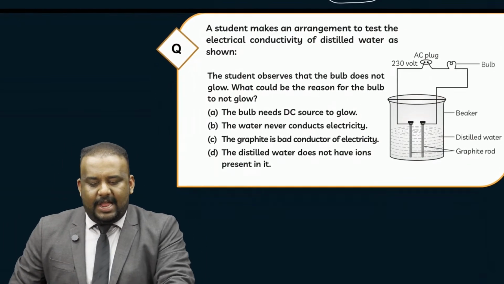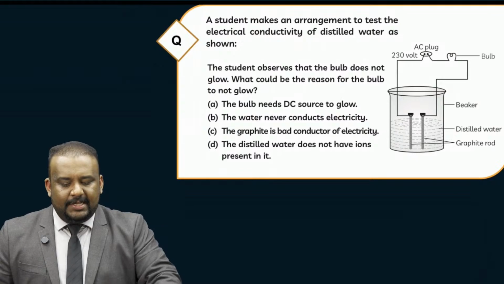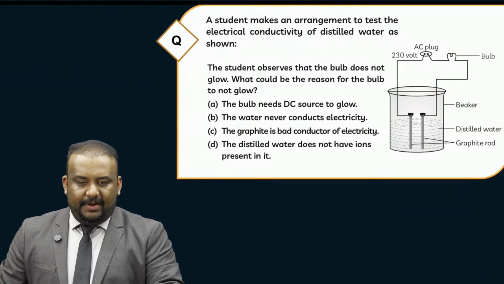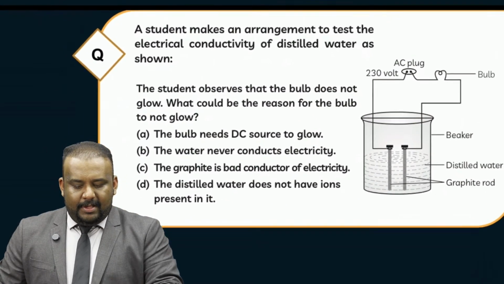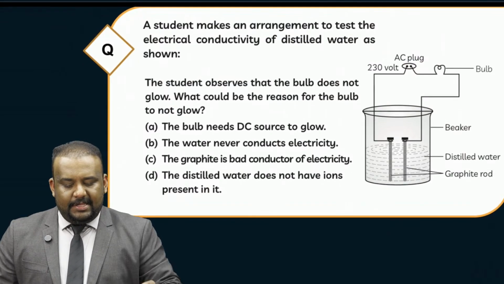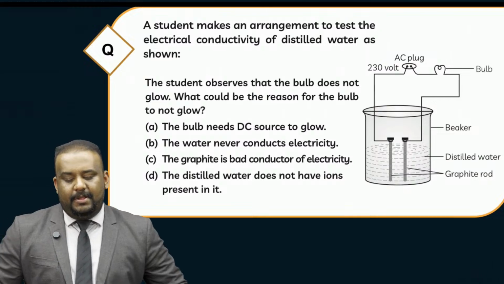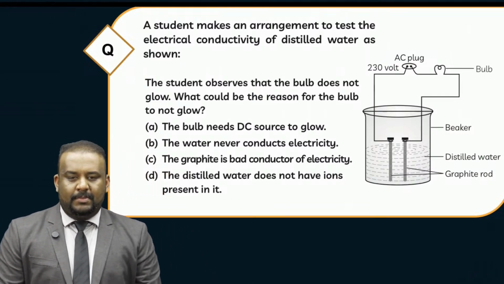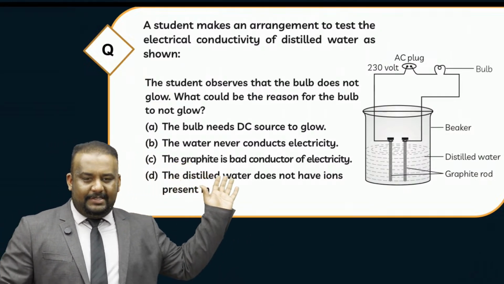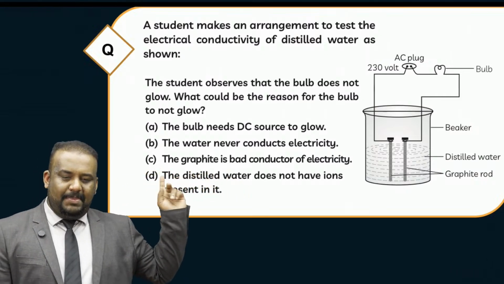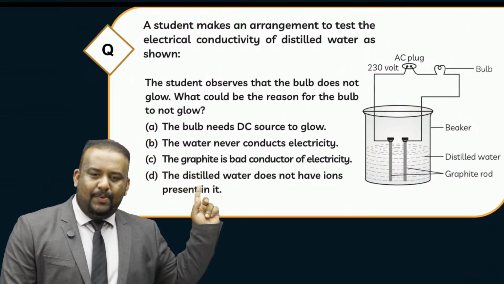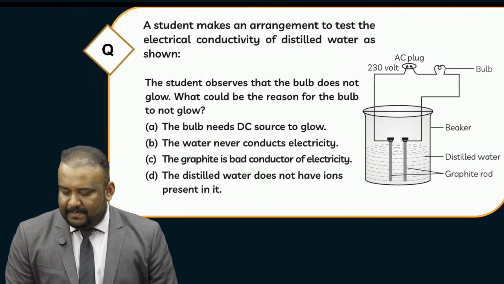A student makes an arrangement to test the electrical conductivity of distilled water as shown. The student observes that the bulb does not glow. What could be the reason for the bulb to not glow? So you can see the apparatus there. There is something wrong with that apparatus. Why does the bulb not glow?